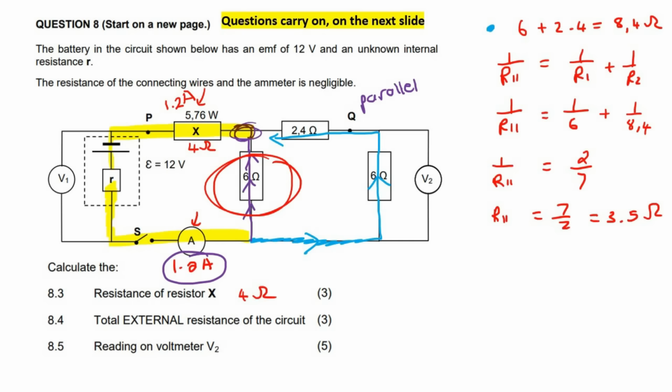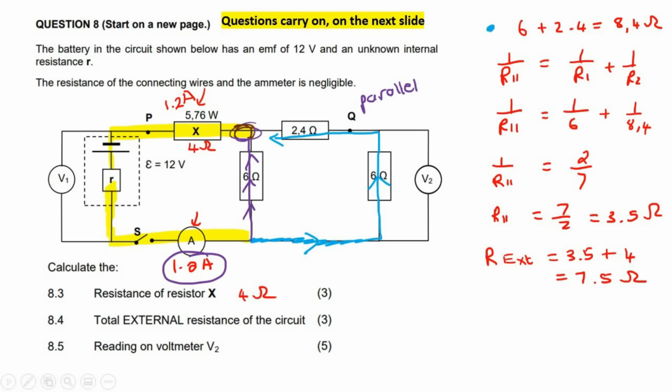Now that's not the final answer. That's just the parallel part. So now that's done, we can add that together with this resistor over here. So the R total, or the R external that they're talking about, would then be 3.5 plus 4, and so that's going to be 7.5 ohms. So that is the total external resistance.